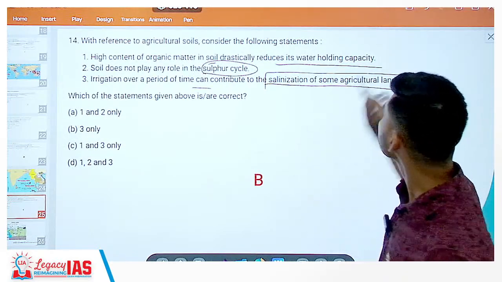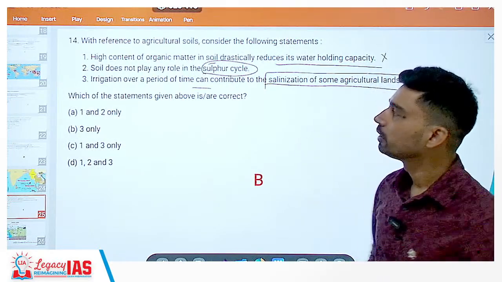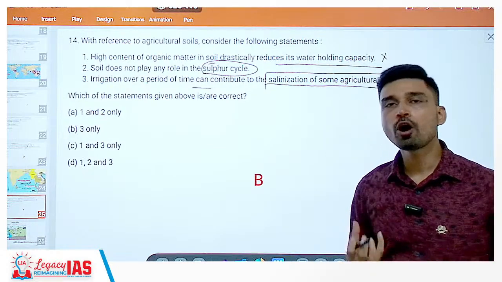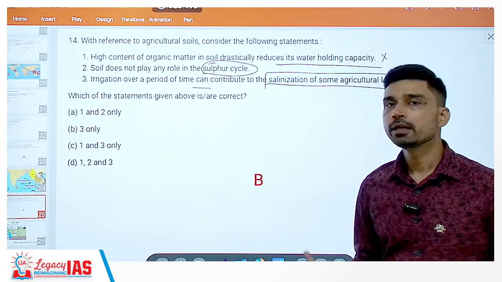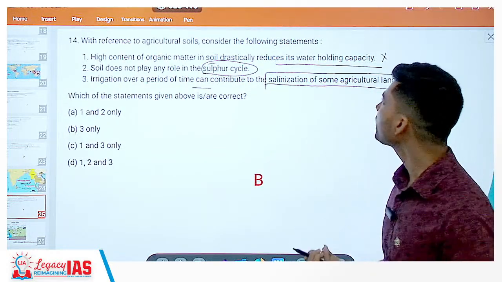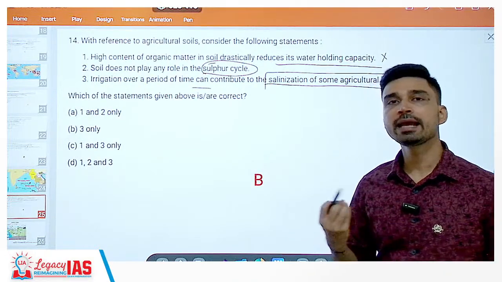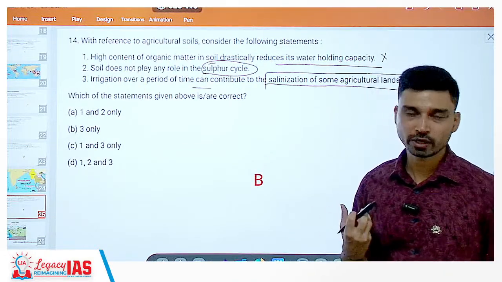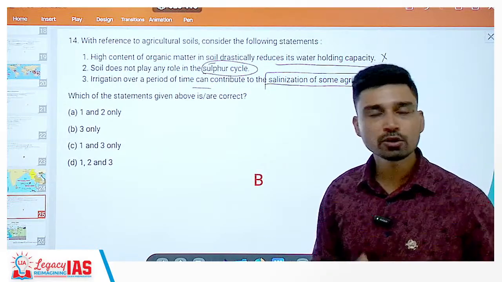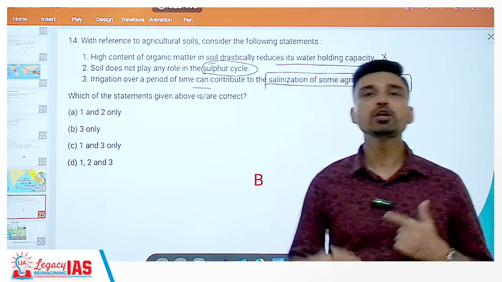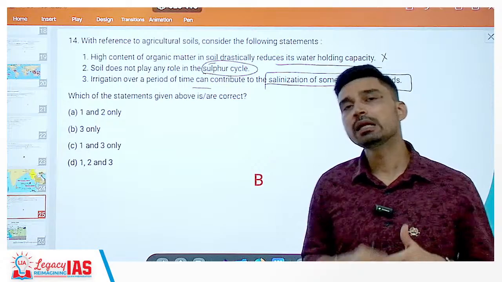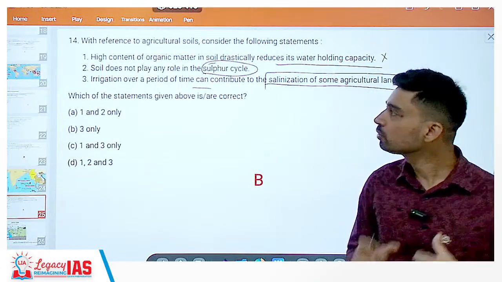Now, the first statement is incorrect, because what happens if the organic content of soil is higher? It is observed that both the hydration capacity as well as the aeration or oxidation capacity of soil increases. In other words, the higher the organic content, the better is the movement and exchange of water, and the better is the movement and transport of oxygen through the soil layers.